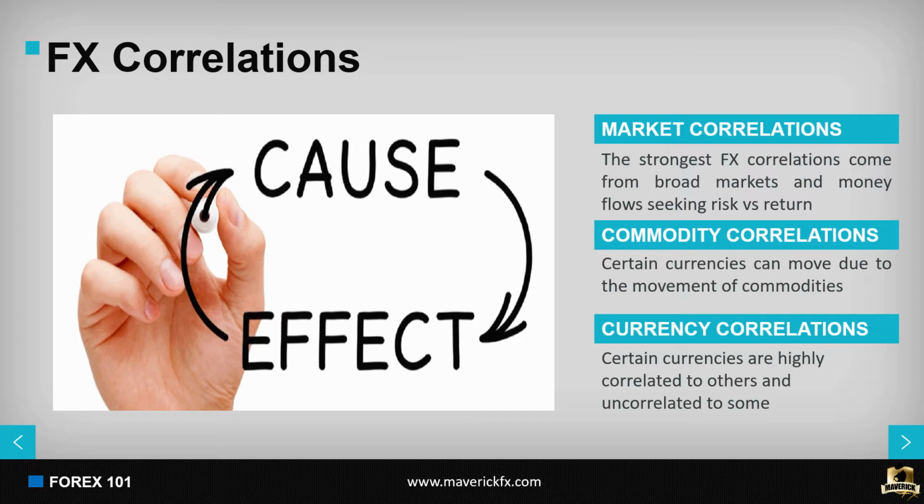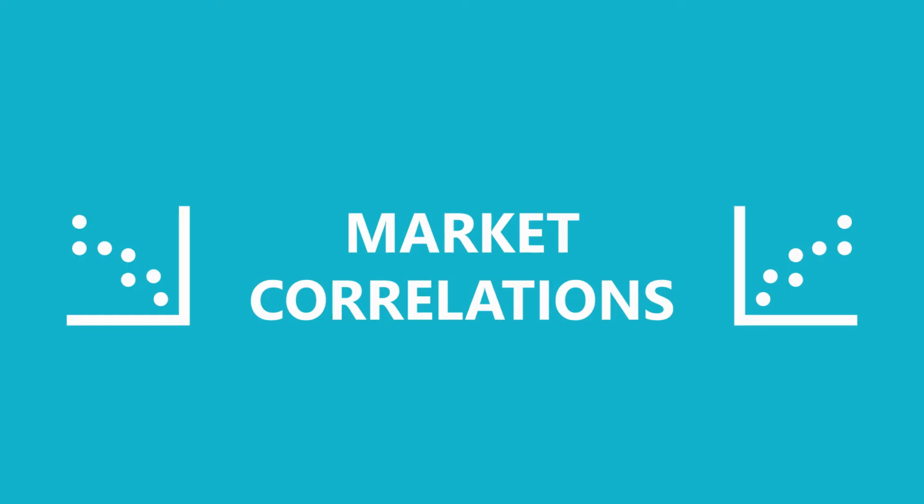And then there's also currency correlations, meaning when one goes up, one goes down. For example, if the yen goes up, what it means is another currency is likely going to go down because they are negatively correlated. So we're going to talk about which currencies are actually correlated together and which ones are negatively correlated. And we're going to spend the most amount of time on market correlations because these are definitely going to be the most important.